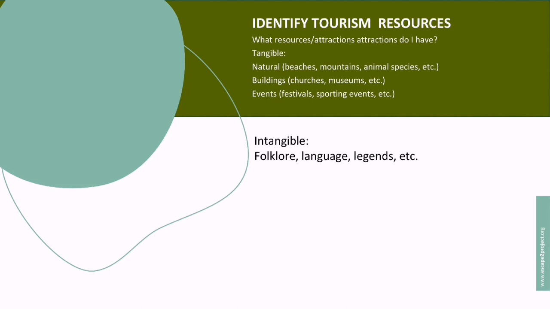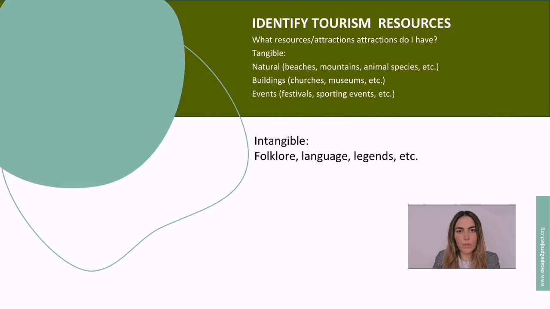Identify tourism resources. What resources and attractions do I have? Tangible, like natural, beaches, mountains, animals, species, etc. Buildings, churches, museums, etc. Events, festivals, sport events, and things like that. And intangible, folklore, languages, legends, etc.